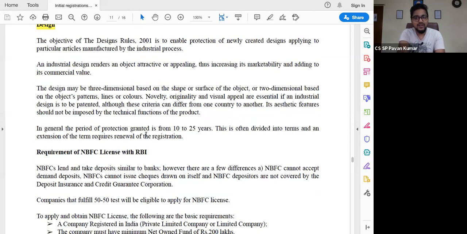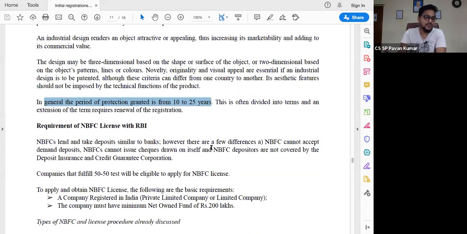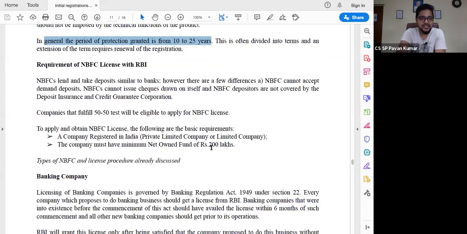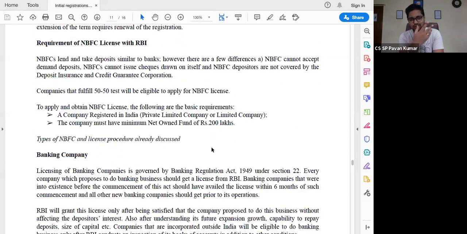Generally, this can be 2-dimension based or 3-dimension based. You will have to give your specifications and all these things they have been talking about here. And this is generally granted for a period of 10 to 25 years. This is often divided into terms and conditions, subject to renewals. So this design registration is basically for a period of 10 to 25 years. Design registrations are non-mandatory. However, if I take it and keep it, I can protect my company from an outsider. So this is what is being told here.